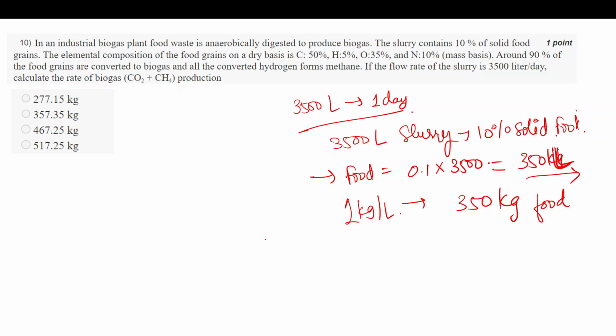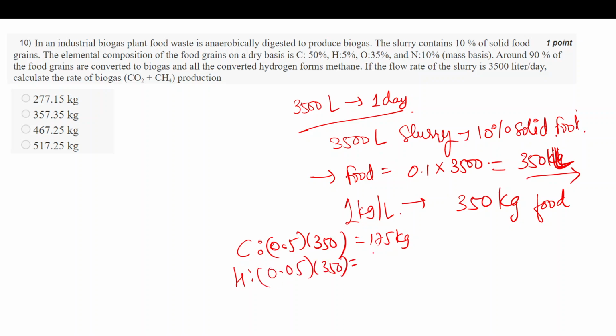Now this food has 50% carbon. So carbon is 0.5 times 350, which will be 175 kg of carbon. Hydrogen is 5%, so 0.05 times 350, which is 17.5 kg. So majorly you are concerned with both of these, so let's not go into the rest.